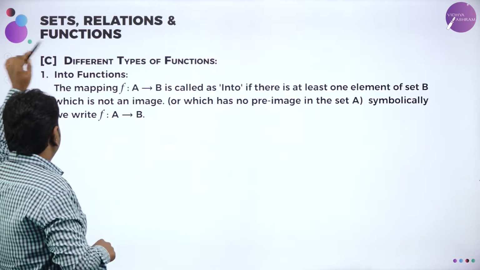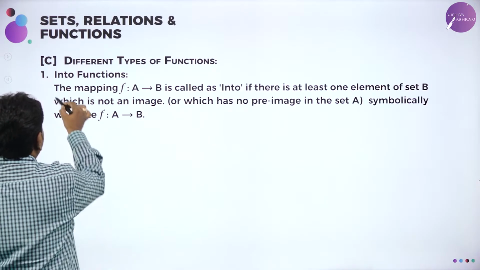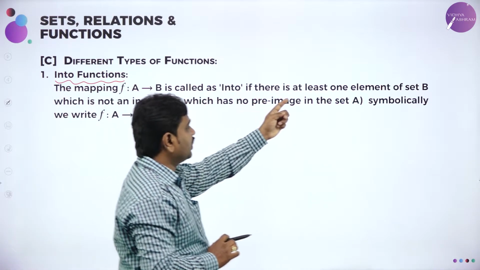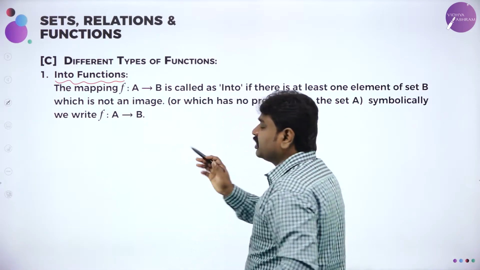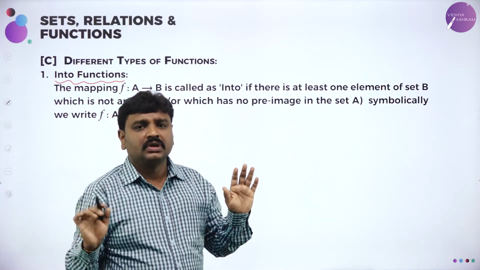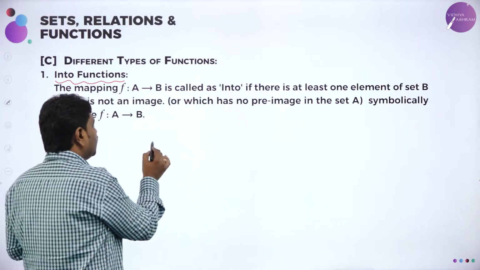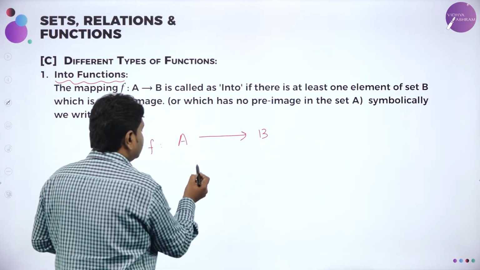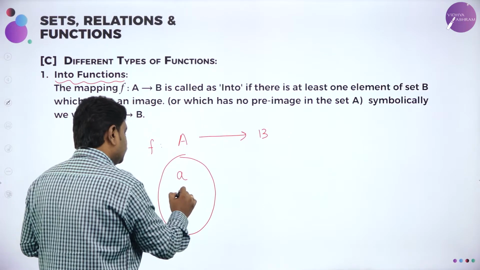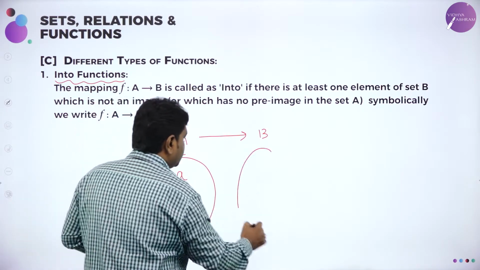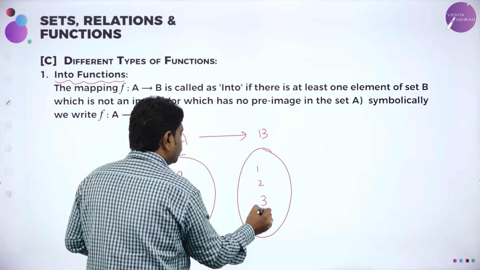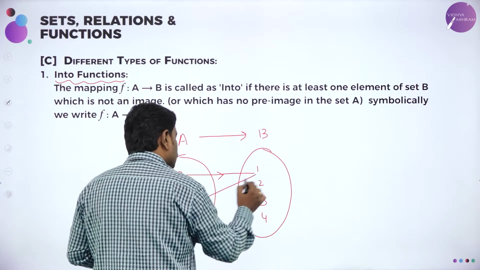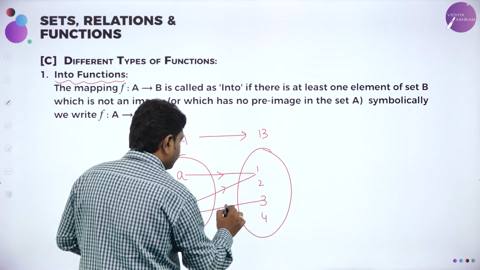Next we have types of functions. One is the into function. F maps A to B is called an into function if there is at least one element in set B which does not act as image. For example, I'll write a ray diagram so that it will be simple. F maps A to B. Set A is A, B, C, and set B is 1, 2, 3, 4. So image of A is 1, image of B is also 1, image of C is 3.